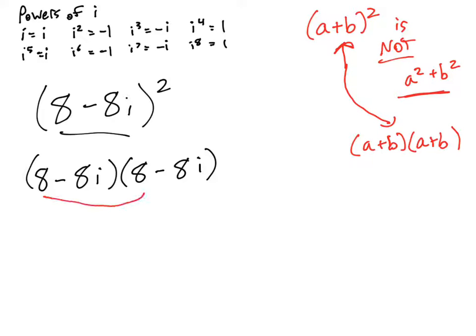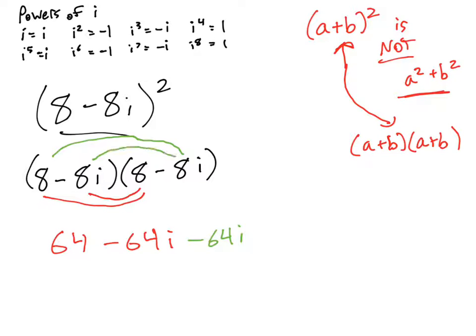So let's multiply together. 8 times 8 is 64. Negative 8i times 8 is negative 64i. 8 times negative 8i is also negative 64i. And negative 8i times negative 8i is positive 64i squared.